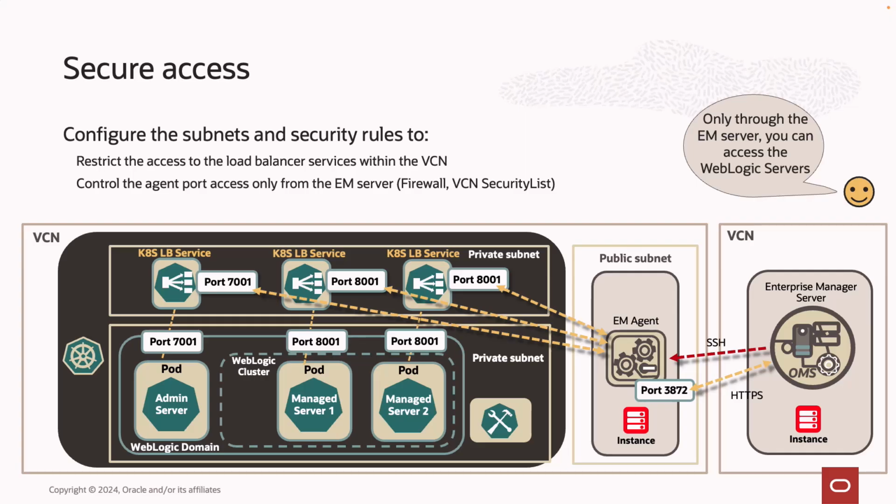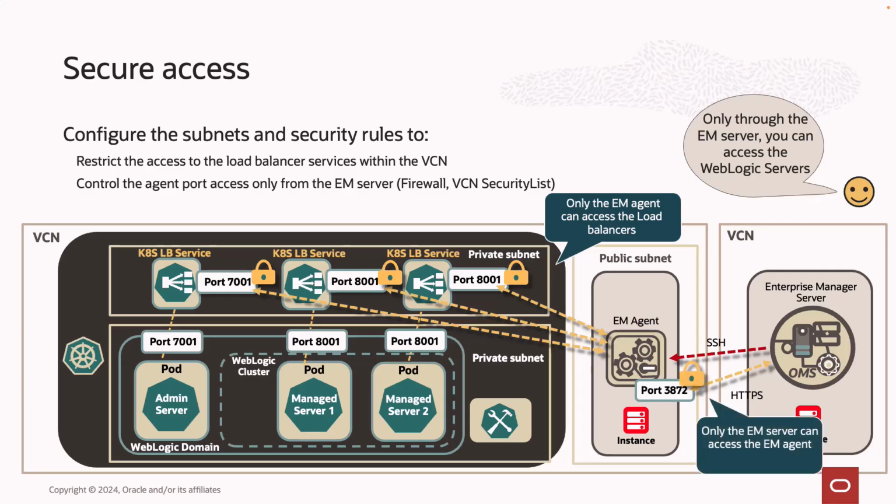And as for the security, only through the Enterprise Manager can you access the WebLogic servers from outside of the VCN. That is because only the EM agent can access the load balancers, and only the EM server can access the EM agent. To do so, it is recommended to restrict access to the bastion server so that only the EM server can communicate with the Enterprise Manager agent. And this can be done by configuring the security list in the VCN and maybe with the firewall settings.